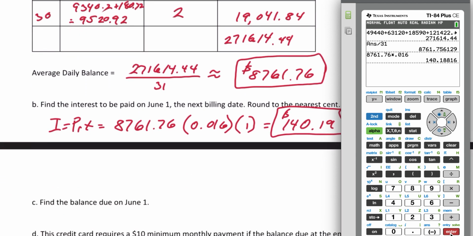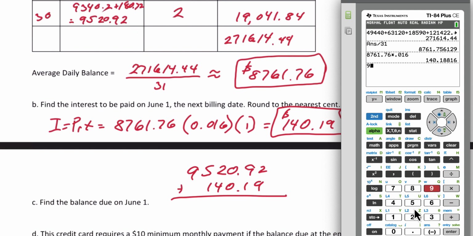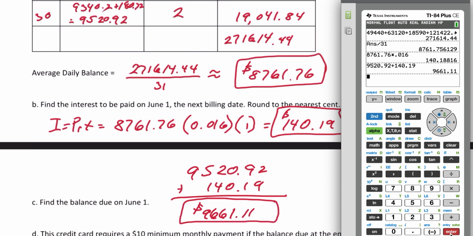The balance due on June 1st is going to be the previous balance, which we found to be 9520.92, plus the interest, 140.19. This gives us $9,661.11 for the balance at the beginning of the next month.